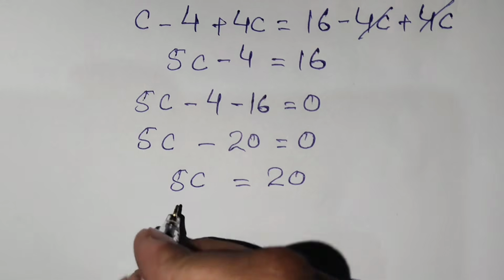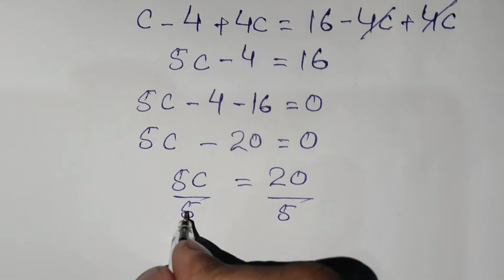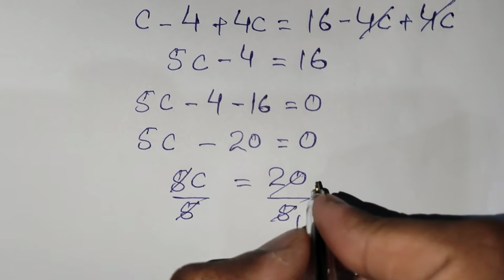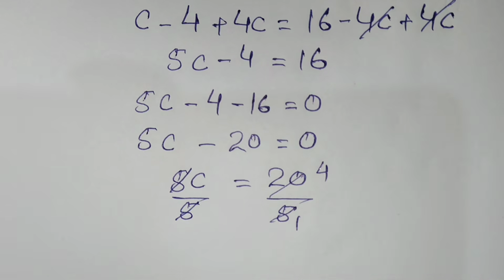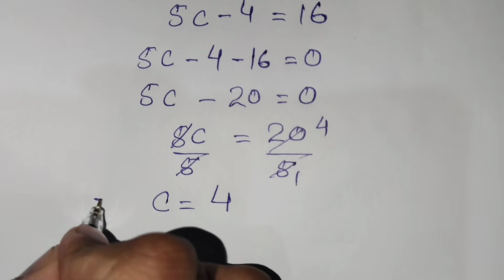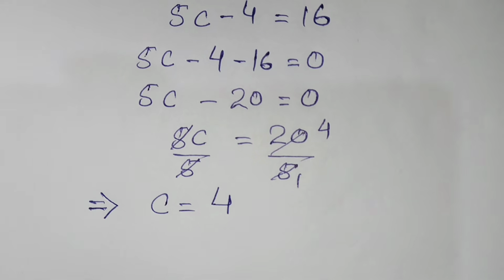We will divide both sides of the equation by 5. 5 cancels with 5, and 20 divided by 5 is 4. So the final value of c is 4. This is the value we get from method 1.